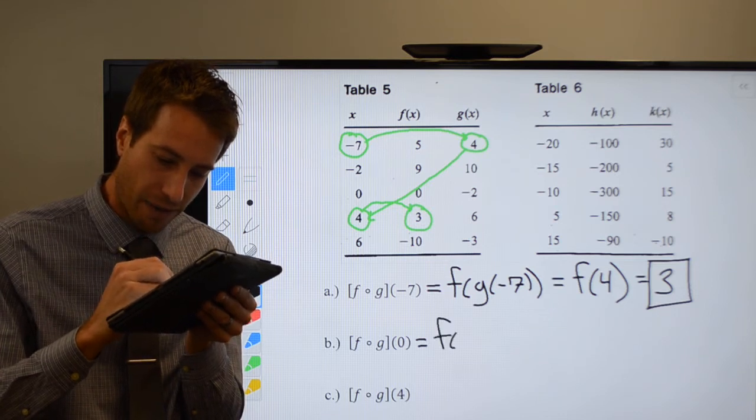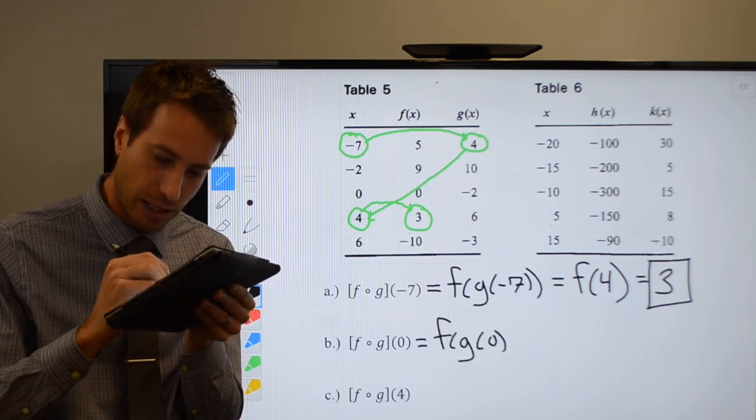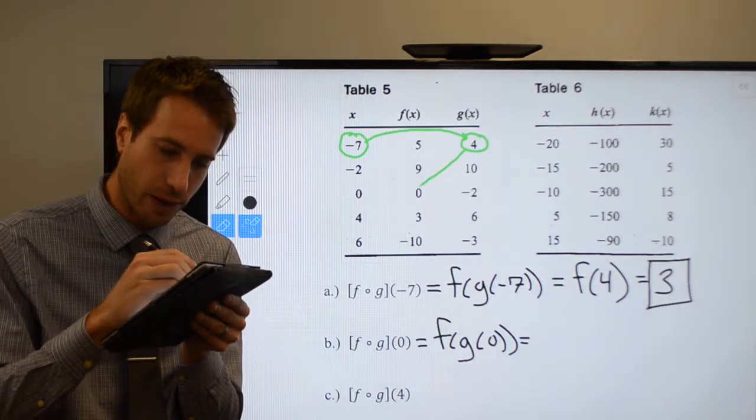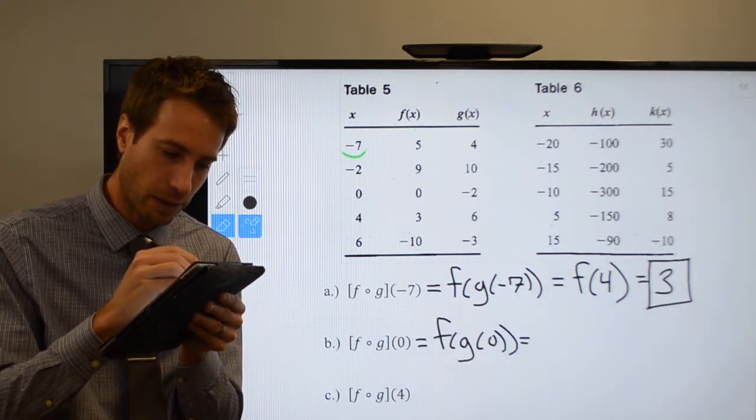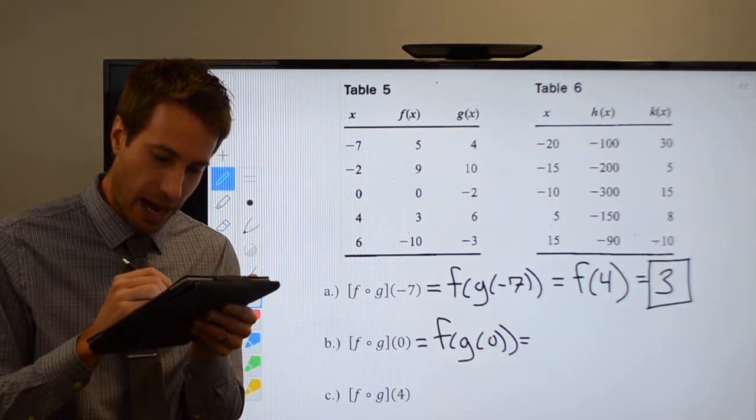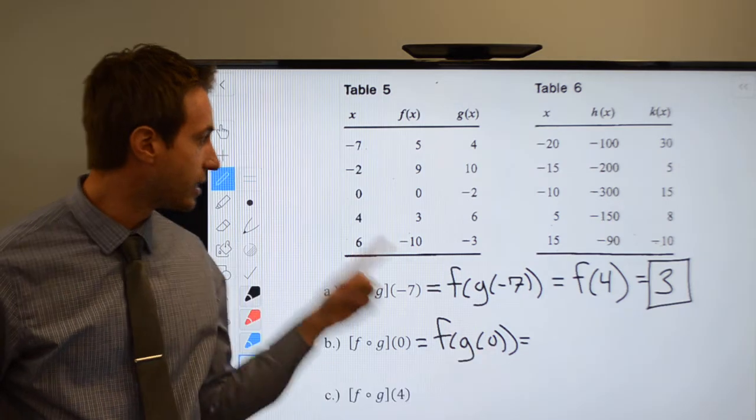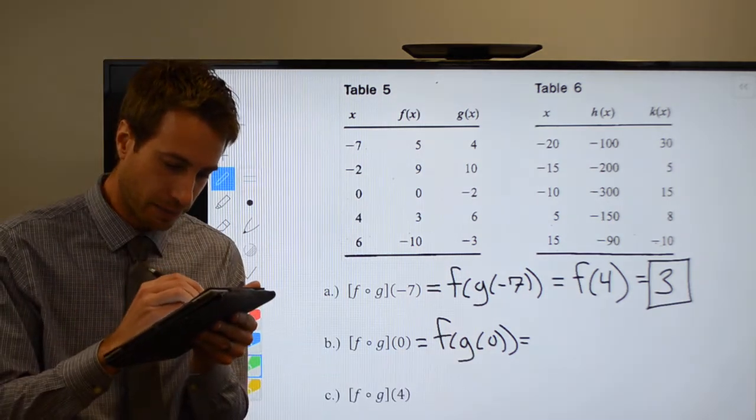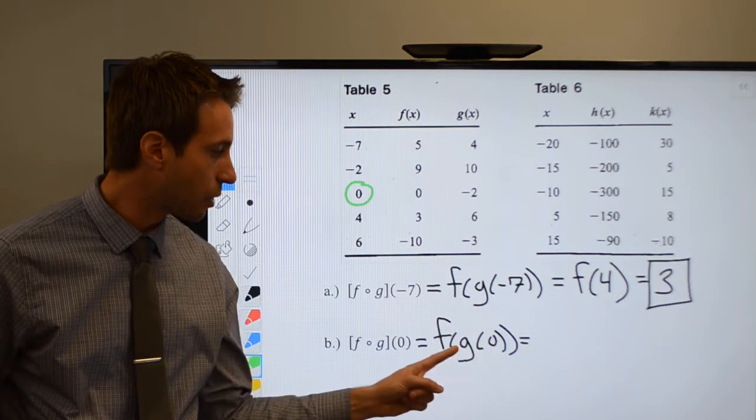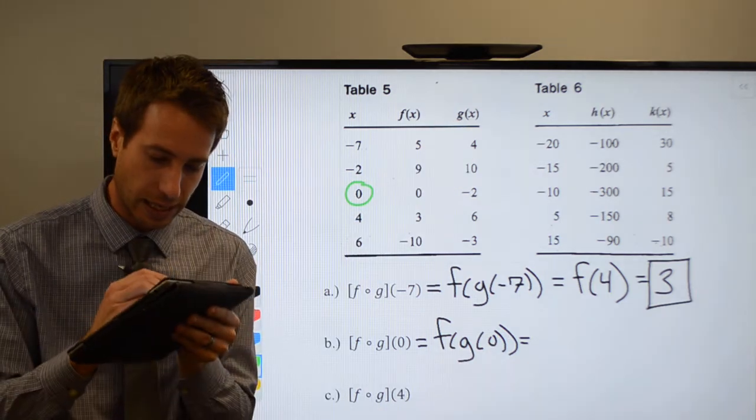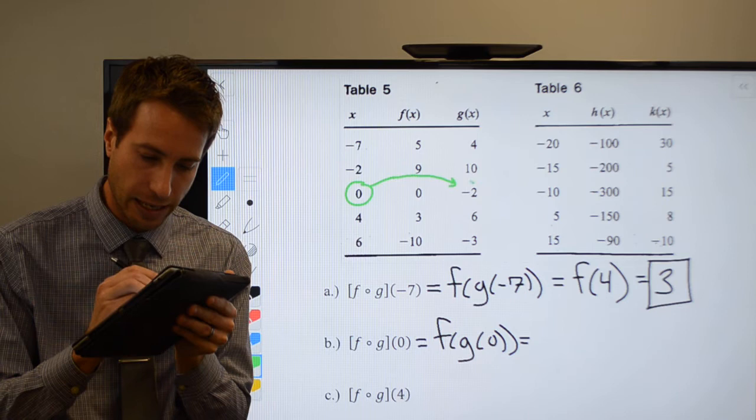We're going to do f of g of 0. Let me erase this stuff because we're doing a different one. And here we go. I need to start with 0. My x value is 0. There it is right there. I'm going to plug that 0 into g first. So I need to go all the way over to g. Looks like it's going to give me a negative 2.